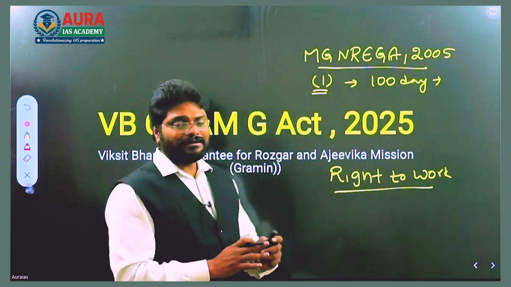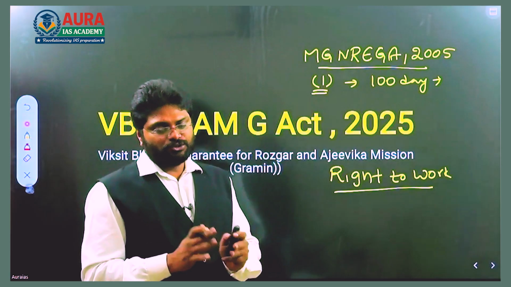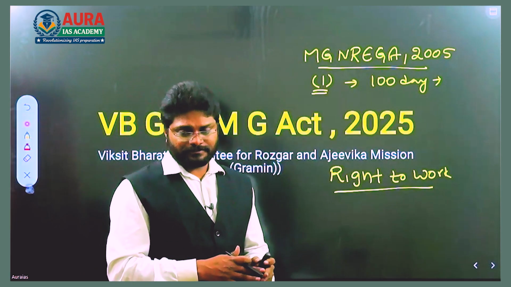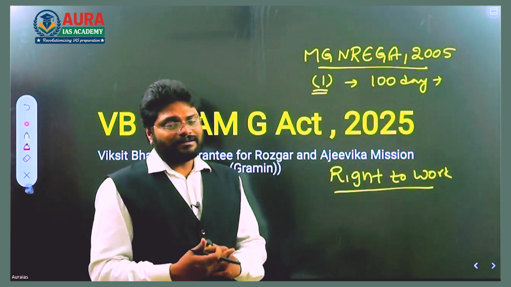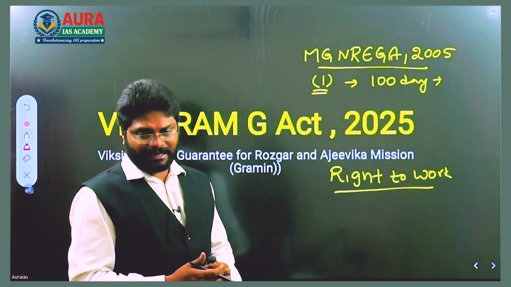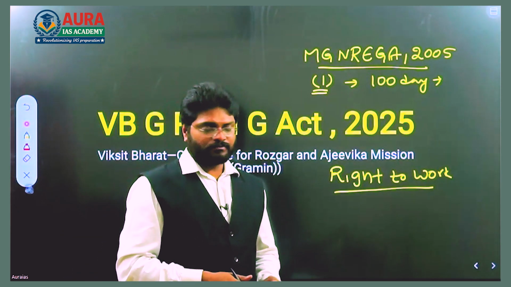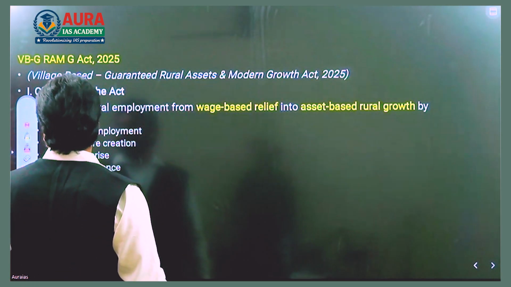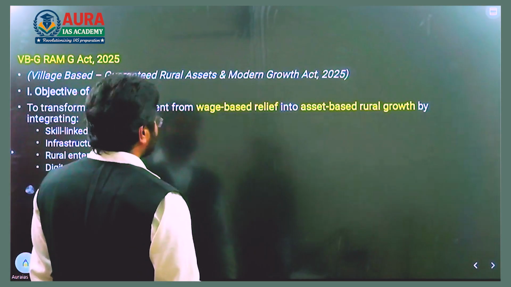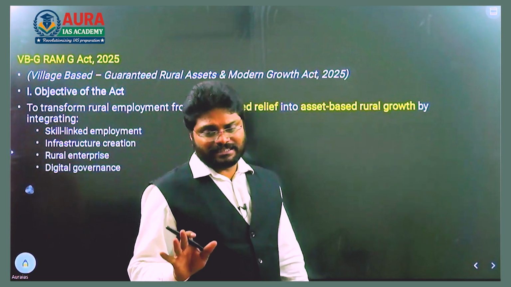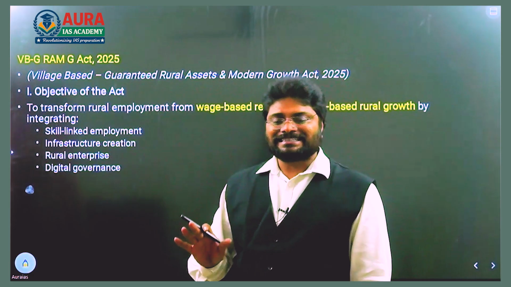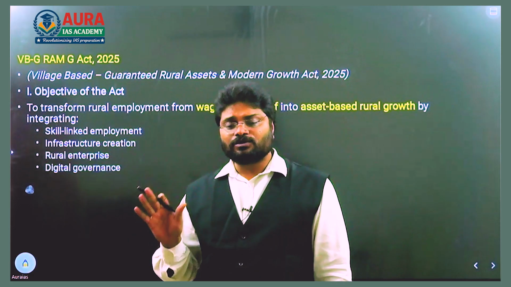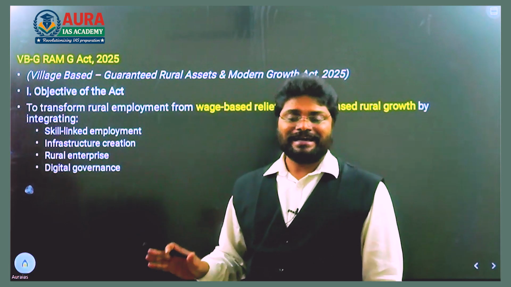So what are the major new provisions added in this act, and what are the criticisms against this act? Those things we are going to see. The first one is that this VBG Ramji Act is basically not wage employment, it is an asset creation and rural livelihood generation act.